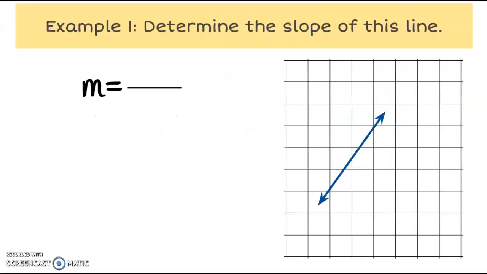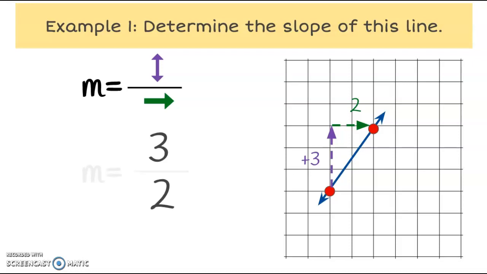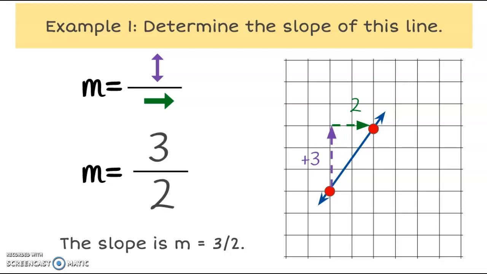Let's try another example here. Again, we will carefully identify points on the line to use. Then we begin with starting on the left and counting either up or down. In this case, up. Our slope will be positive 3 on top, and we count to the right 2. Positive 2 on the bottom. We recall slope is represented with M, and our answer is a fraction. So the slope is M equals 3 over 2.